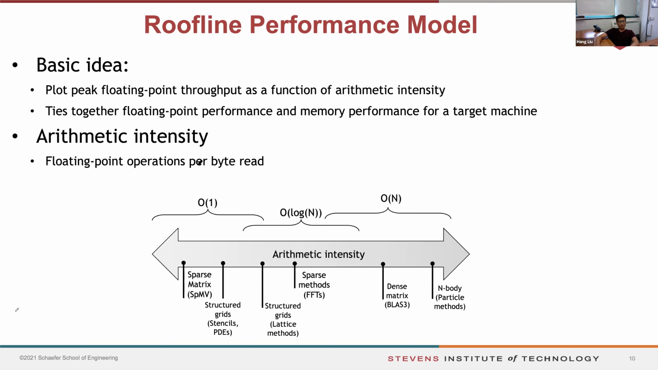Roofline model. The roofline model is a very important model for computer architecture. The basic idea is that the peak floating point throughput as a function of the arithmetic intensity ties together the floating point performance and memory performance for the target machine.